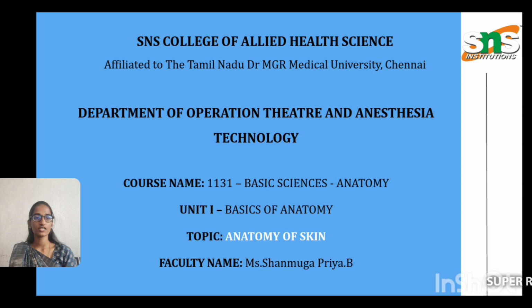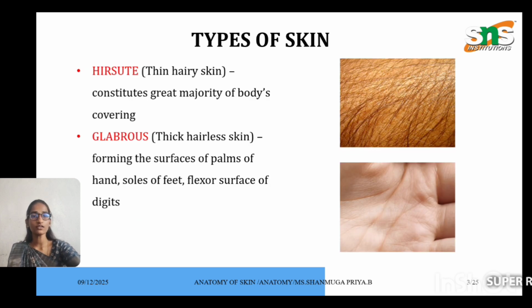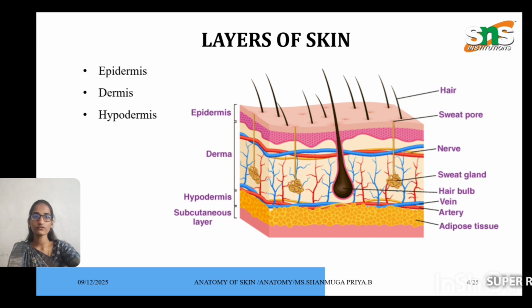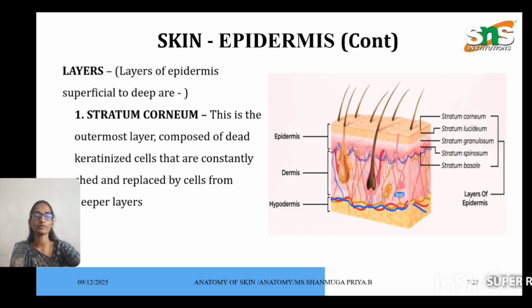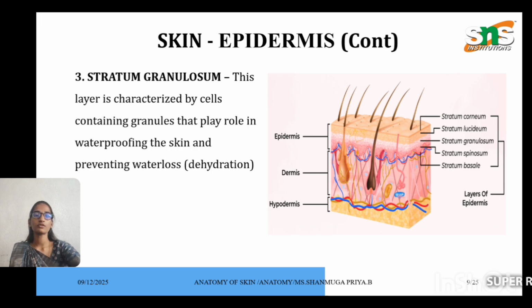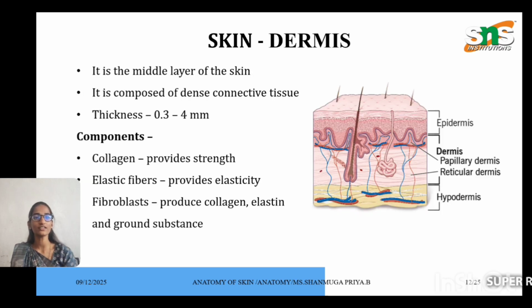In the previous class, we started with the anatomy of skin. In that session, we saw the introduction and the types of skin, namely hirsute, which is thin hairy skin, and the thick hairless skin known as glabrous skin. We also saw the layers of skin, in which we covered the epidermal layer in detail, including the cell types usually present in it, and the 5 layers from superficial to deep: stratum corneum, stratum lucidum, stratum granulosum, stratum spinosum, as well as stratum basale. In this class we will be continuing with the dermis layer of the skin.